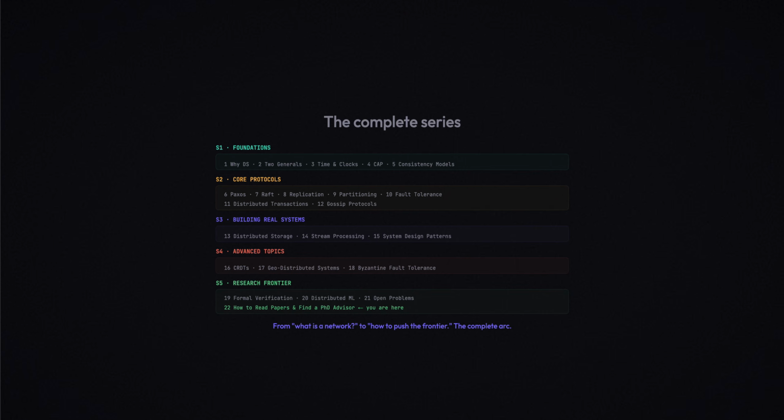Season 2, Core Protocols. 7 episodes. Paxos and Raft for consensus. Replication. Partitioning and sharding. Fault tolerance. Distributed transactions. Gossip protocols. By the end of season 2, you knew the protocol toolkit that almost every modern distributed system is built from. Season 3, Building Real Systems. 3 episodes. Distributed Storage, GFS, Bigtable, LSM trees, Stream Processing, Kafka, and Flink. System Design Patterns, how the primitives compose into real architectures.